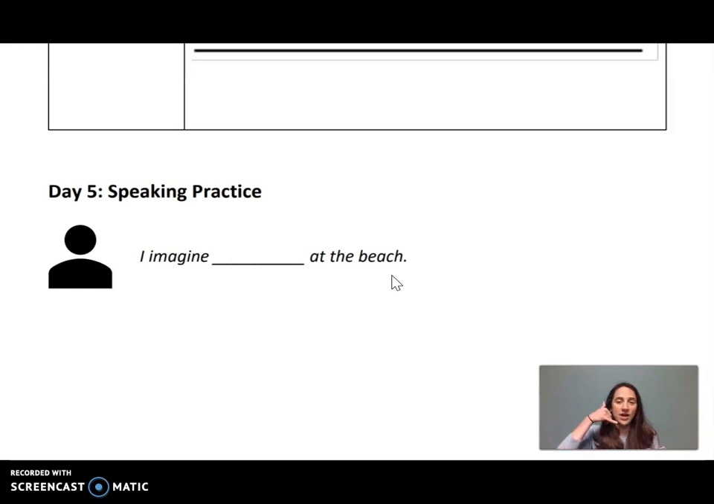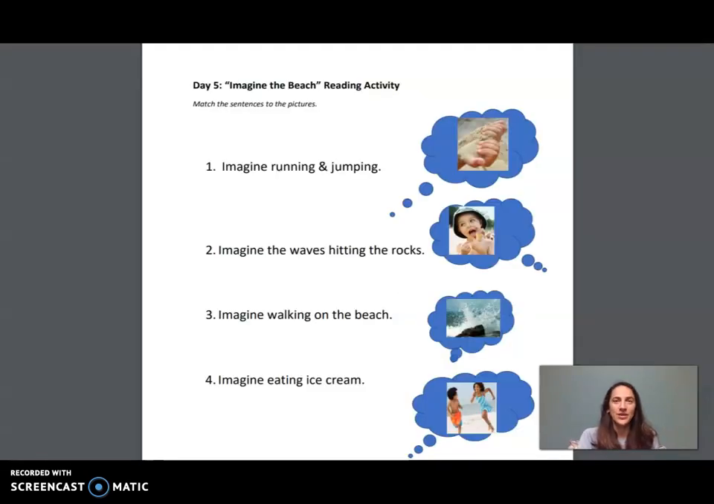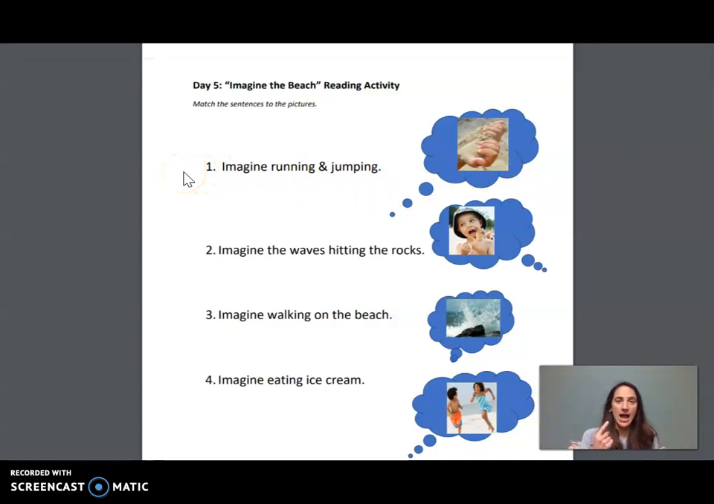You can call a friend or talk to other people in your house. Or talk out loud to yourself in the mirror and tell me, what do you imagine at the beach? Now it's time to review your hard work and new words for the day. I want you to read the story, then I will read it. We'll find a picture and read it together.